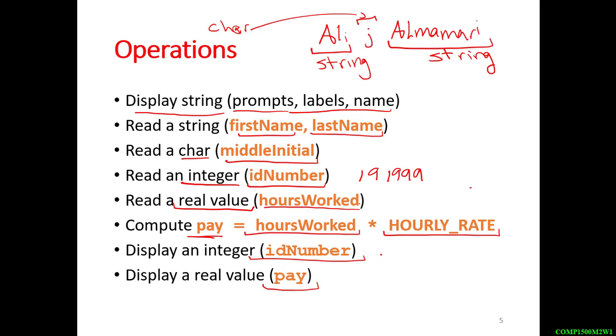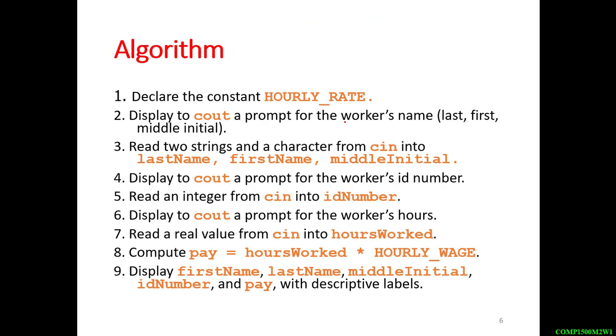So to do this, our algorithm will have to declare a constant called hourly rate. This constant is a variable that does not change, and usually whenever you see a variable written in all capital letters, it is called a constant. This constant is equal to 5 Omani Riyals because it is fixed in our program, so we cannot change it. Then we are going to output a statement asking the user to enter the first name, last name, and the initials.